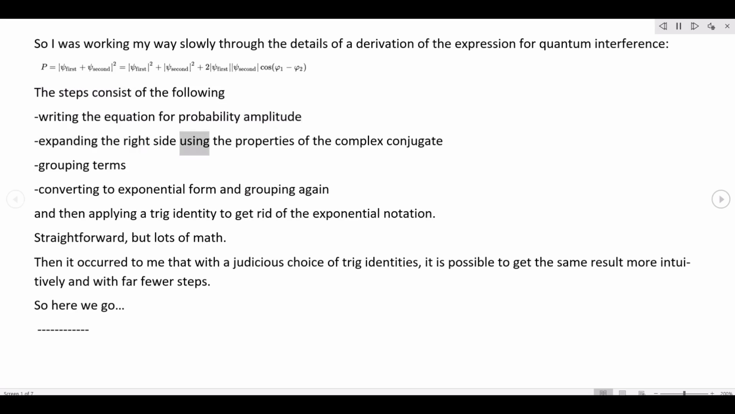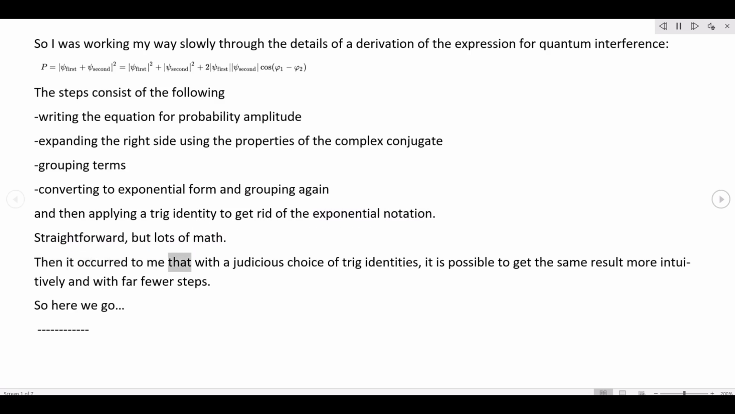Expanding the right side using the properties of the complex conjugate. Grouping terms. Converting to exponential form and grouping again. And then applying a trig identity to get rid of the exponential notation. Straightforward, but lots of math.